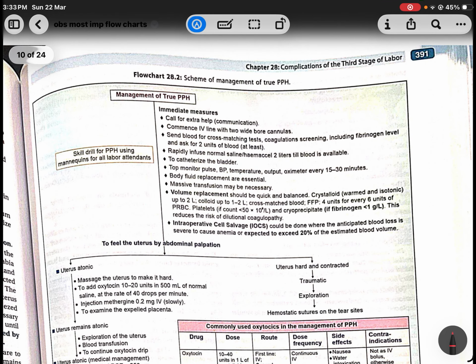Okay, then again true PPH. Again, what are the 4 T's of PPH? I think in and out of PPH you would have known at this point of time, because I don't know how many times you would have studied. Again, the 4 T's are trauma, then tissue, that is placenta, then thrombin, and tone, atonic, which is the first most common, that is atonic PPH. So basically there is no tone, correct?